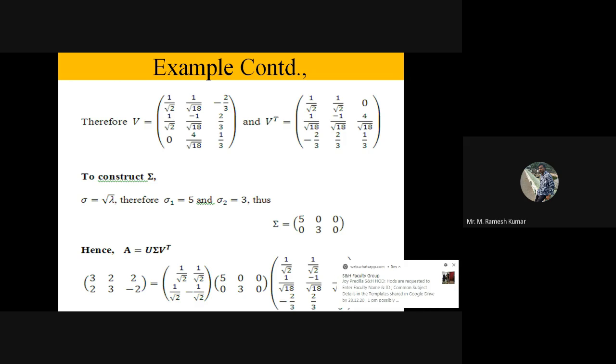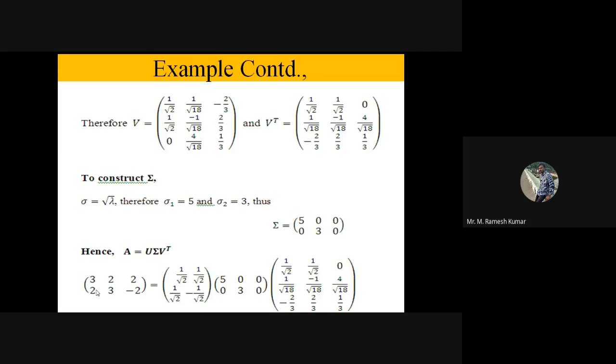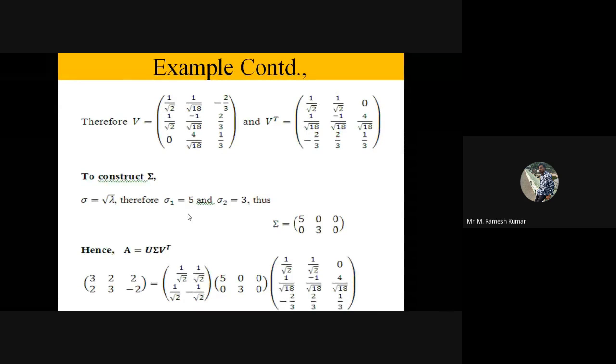Here care should be taken. The order of sigma must be the same as the given matrix. The given matrix is 3, 2, 2, 2, 3, minus 2. The order of the given matrix is 2 rows, 3 columns, so sigma must be 2 rows, 3 columns. Its diagonal matrix is 5, 0, 0, 0, 3, 0. That's all.